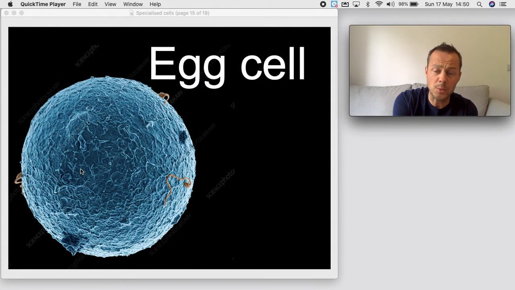Okay, the next one, the egg cell. Now this slide actually shows you sperm as well to give you an idea of the scale.